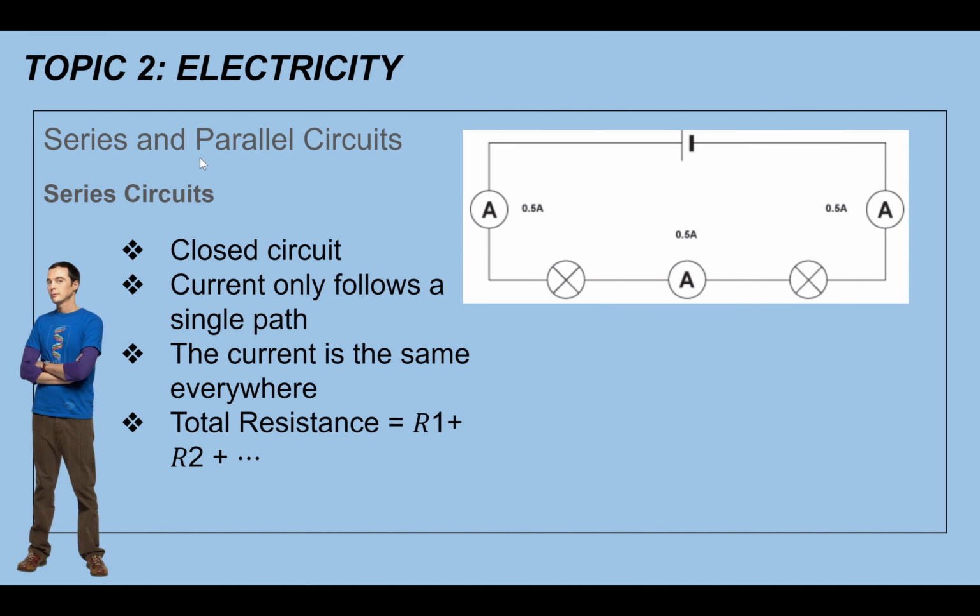Series and parallel circuits. So series circuits. Here is a series circuit or single circuit, as they're called. It's a closed circuit. Current only follows a single path, as we can see, just one path. The current is the same everywhere, 0.5, 0.5. Total resistance is, I don't actually know what that means.